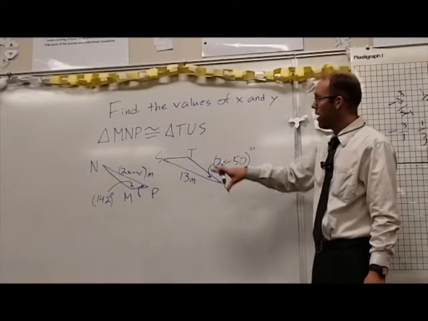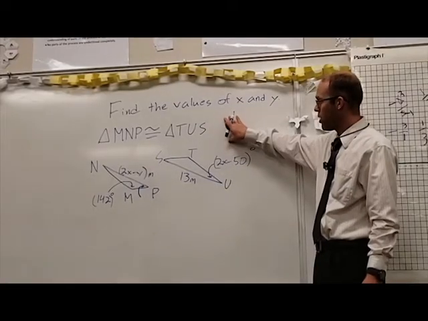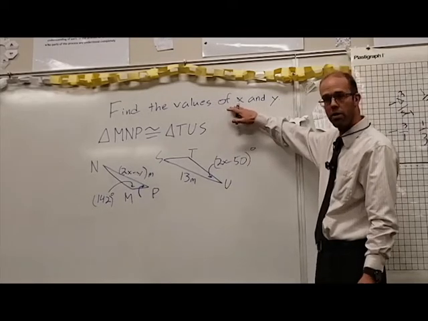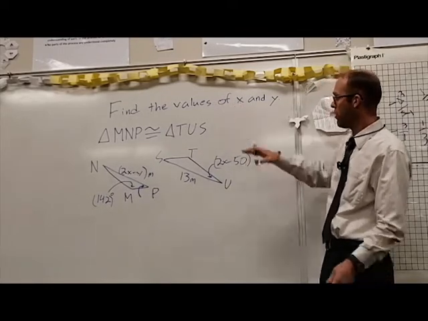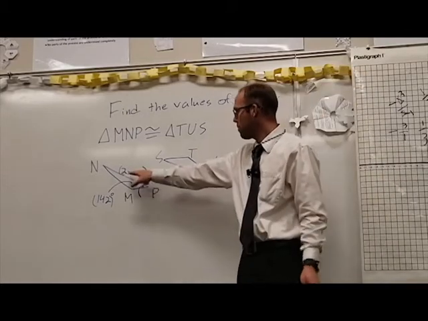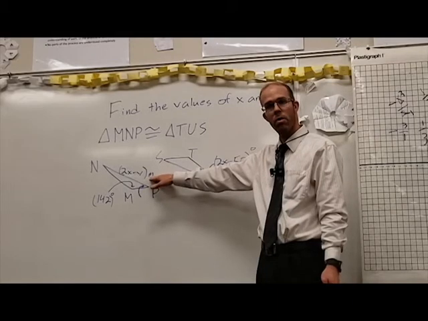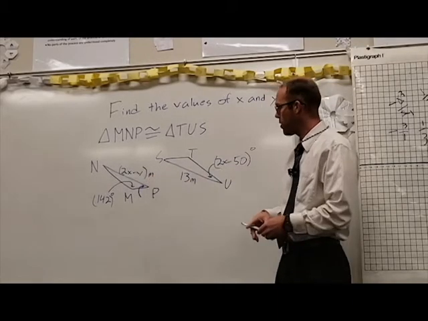We're now going to take our corresponding parts of congruent shapes to be able to figure out something about those shapes. Specifically, this question asks us to find the values of x and y. And we've got x's and y's in our expression right here, so we're going to have to set up some equations from our corresponding parts and solve them.